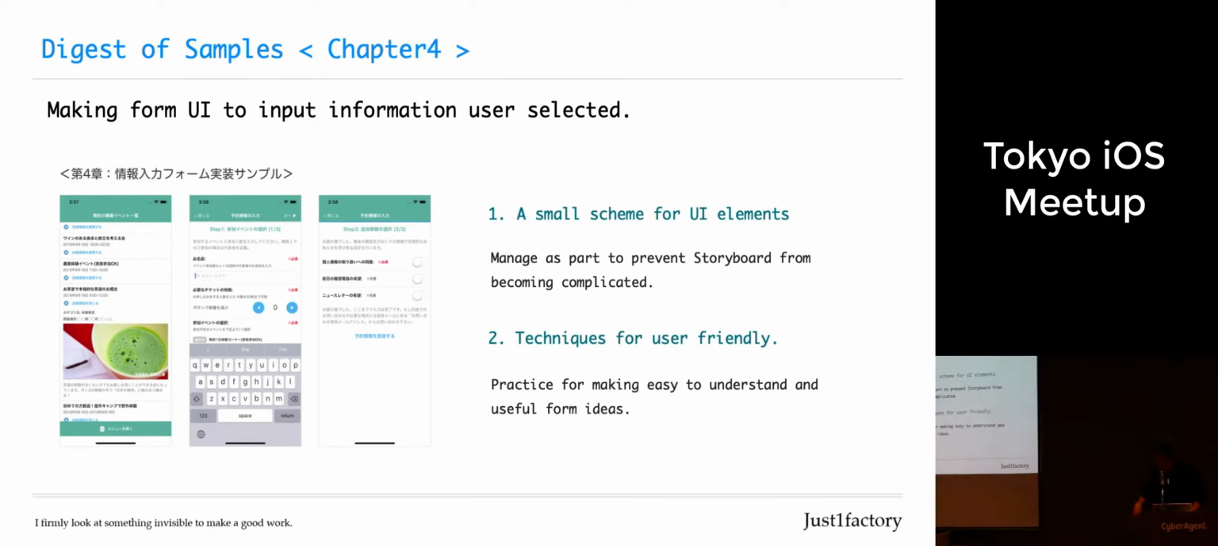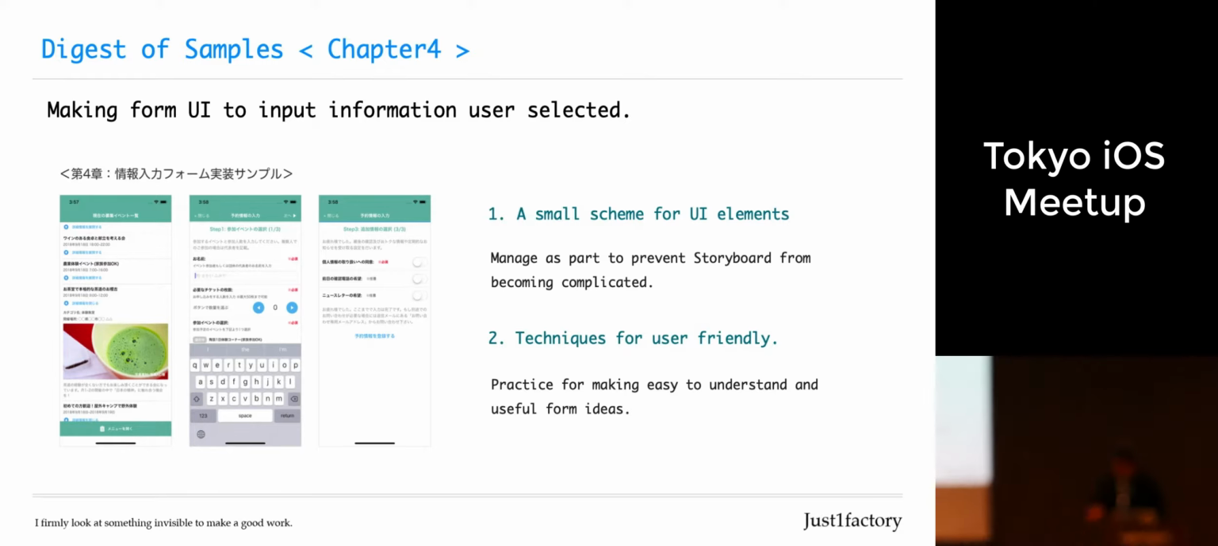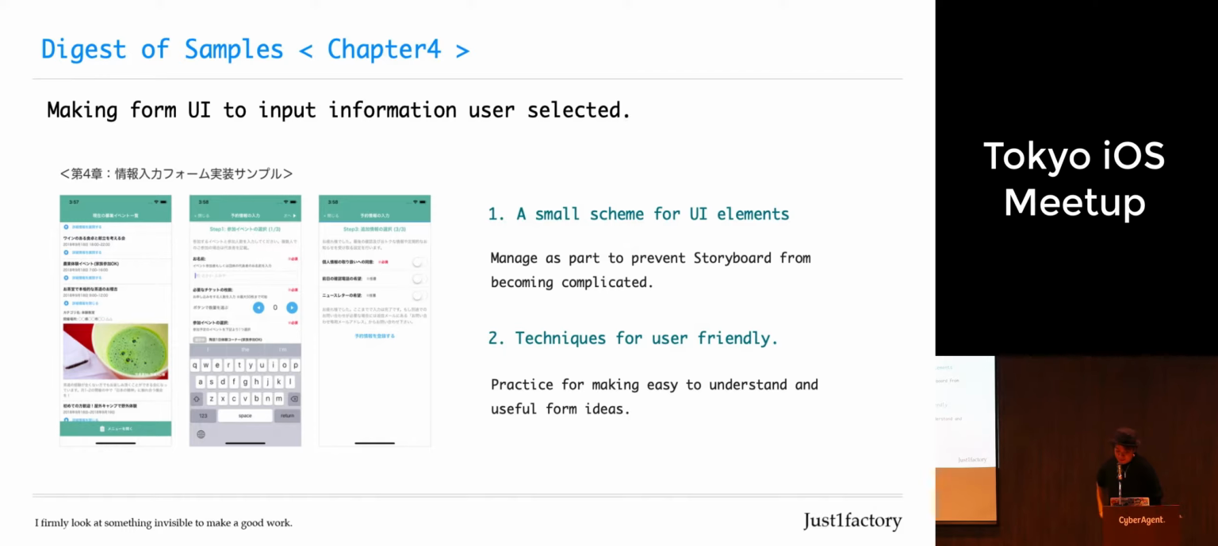Two points: a small scheme of your elements managed as a part, to prevent the storyboard from becoming complicated, and techniques for user-friendliness. Practice for making easy to understand and useful form ideas. A form is very complex, but making easy to understand, useful form ideas as a part of UI elements.